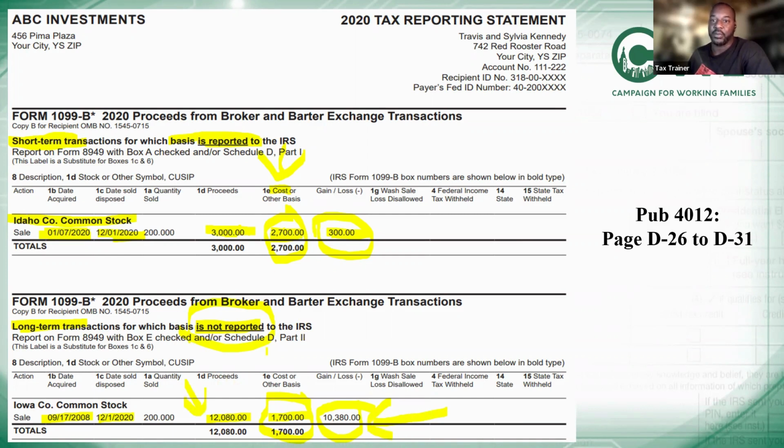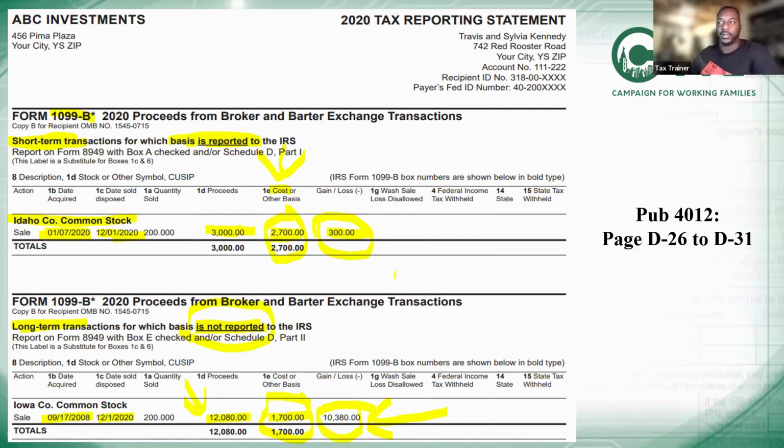And when you're in the system, there are boxes that say this either is reported or is not reported, and your answer is always on the 1099-B. It's going to tell you whether it was reported or not. All right. So let's make sure we look out for that when we're looking at 1099-Bs.